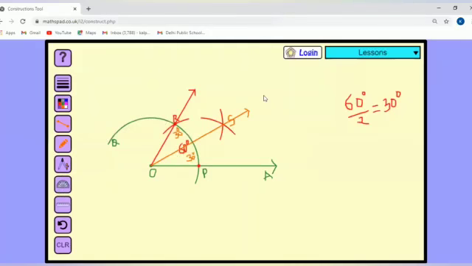I hope you understood. So in the next video, we will learn more about how we can bisect 90 degrees and how you can construct 75 degrees, 105 degrees, 135 degrees.